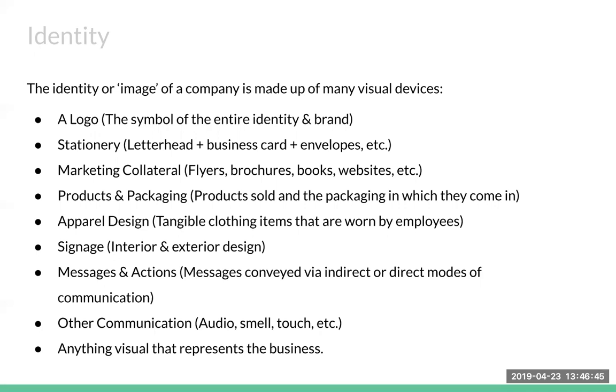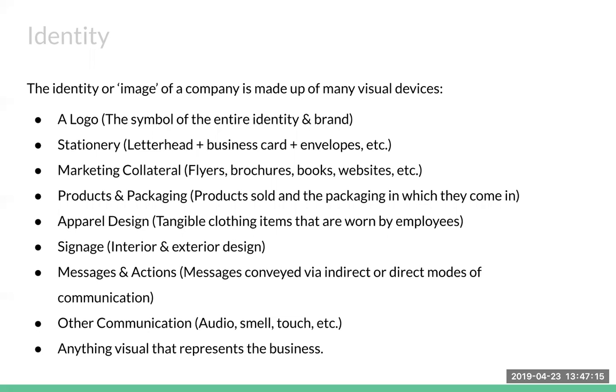There could be apparel design, tangible clothing items that are worn by employees or tangible clothing items that you sell to customers. There can be signage, interior or exterior signs, messages and actions, those messages conveyed via indirect or direct modes of communication, and then even other communication: audio, smell, touch, anything visual that represents the business. But what do we see right up top?